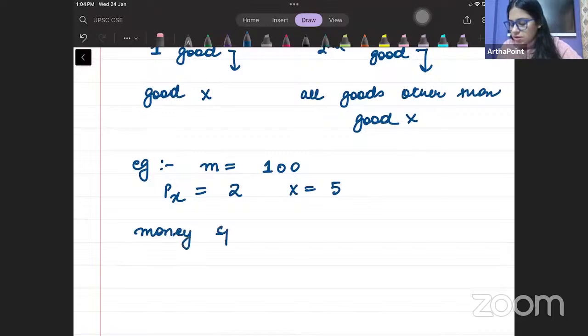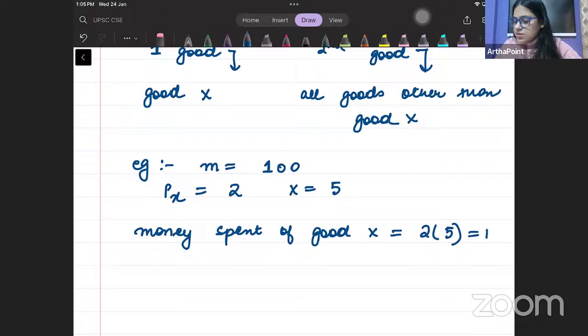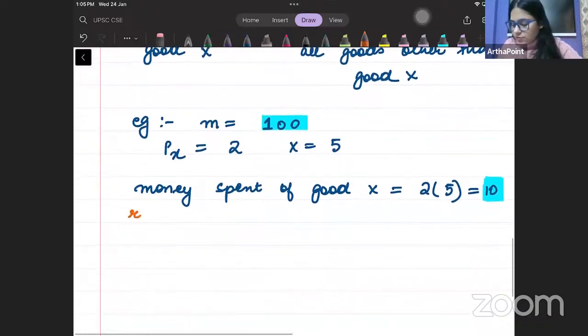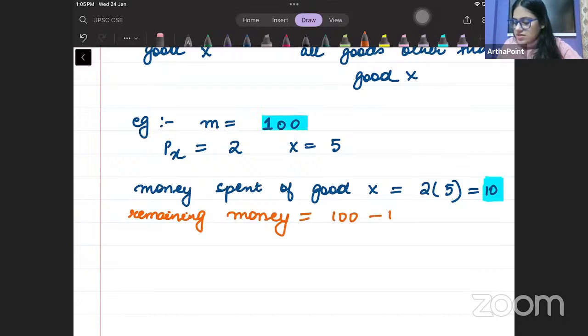So money is spent on good X. Beta, that will be 2 into 5. That means 10. So you are spending 10 rupees on good X and your income is 100. What is the remaining income that you have? Remaining money? 100 minus 10, that means 90 rupees.